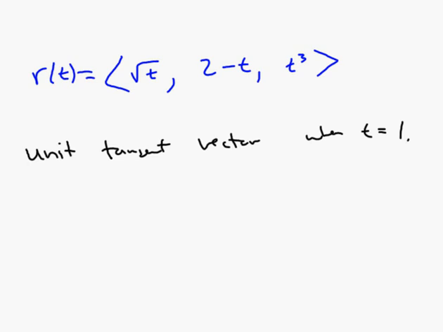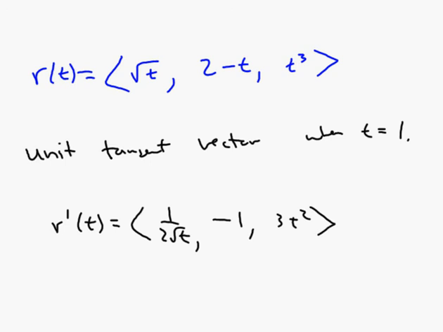All right, so it's not so bad. You start off, you take the derivative, and here you go. The derivative of the square root of t is going to be 1 over 2 root t, or 1/2 t to the negative 1/2. Here is going to be negative 1, and then you have 3t squared. So the actual tangent vector there would be r prime of 1, which would be 1/2, negative 1, and 3.